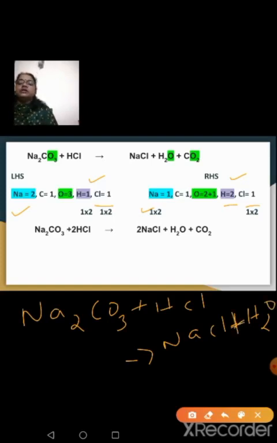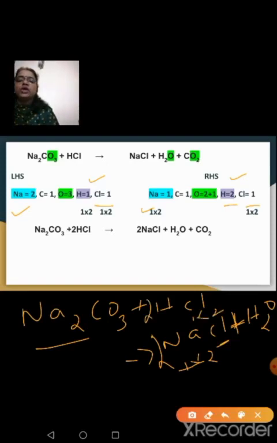See here, sodium is 2. This side it is only 1. To make it 2, what will I do? I'll multiply this 1 by 2. Where will I write this 2? I'll have to write it here. So when I do this, my chlorine is also increasing by 2. What should I do? Immediately this chlorine, which is 1 here, should be multiplied by 2. So that 2 I'll write here. So it becomes 2 HCl. When I write 2 HCl, immediately my hydrogen atoms on both the sides are becoming equal. Oxygen is already balanced. Now hydrogen is also made equal and your sodium is also made equal on both sides.